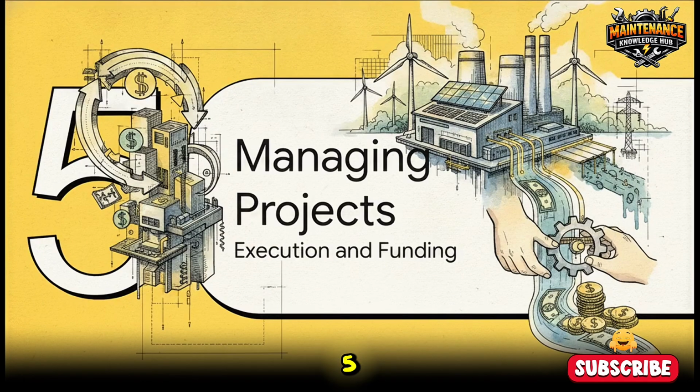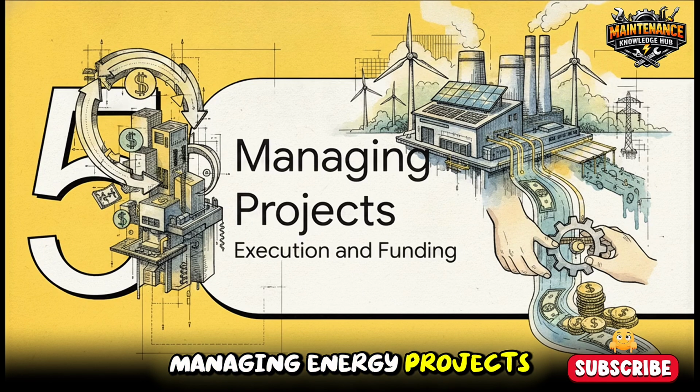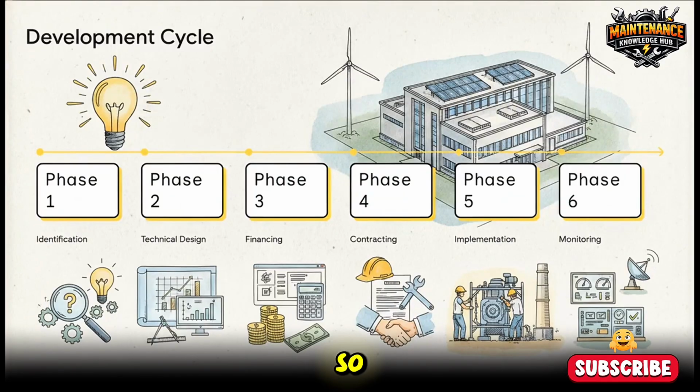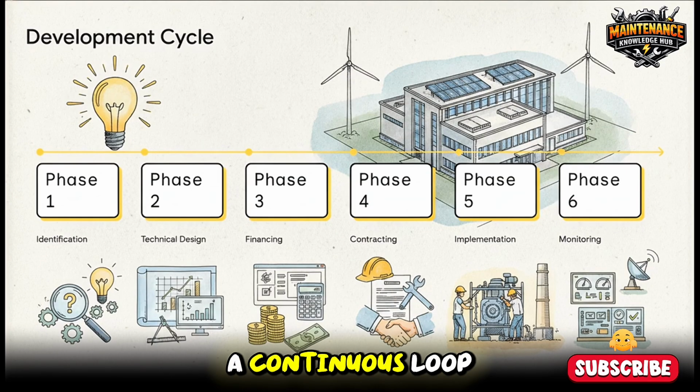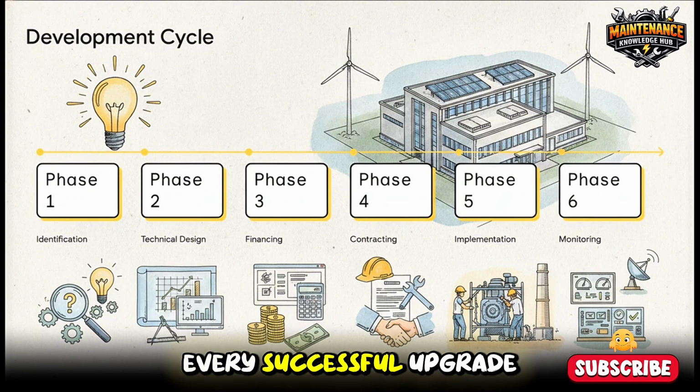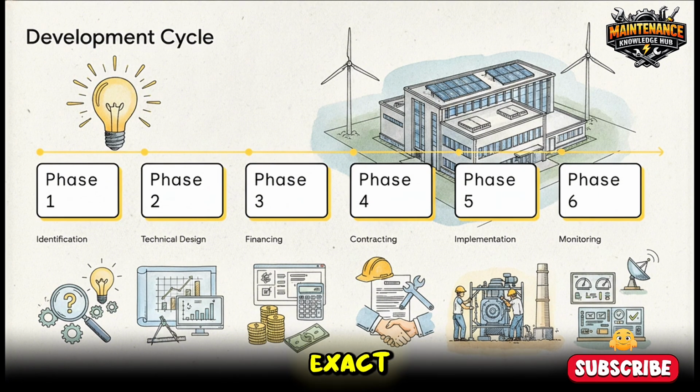Next up, Section 5, Managing Energy Projects, Execution and Funding. So, identifying savings in a continuous loop is fantastic, but eventually you actually have to build something. Every successful upgrade goes through this exact project development cycle. It's a clear 6-step timeline.